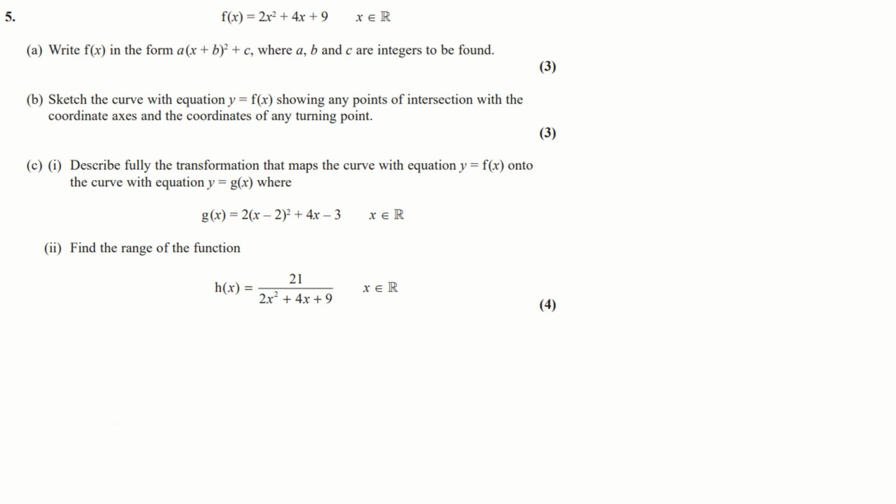F of x, right, in that form, so I just factorize out the 2 from the first two terms only, just ignore the 9. Then complete the square on this bit, so halve this number and take away its square.